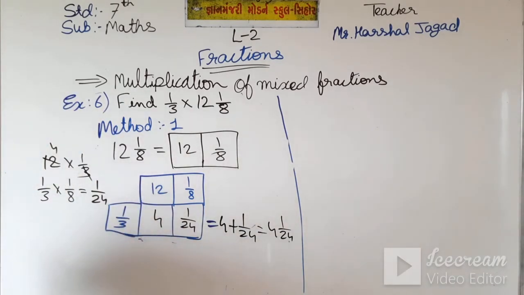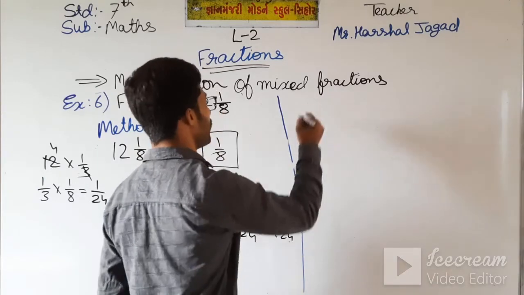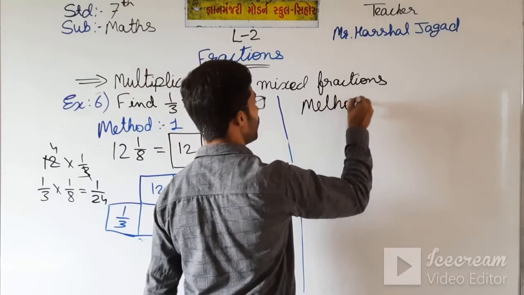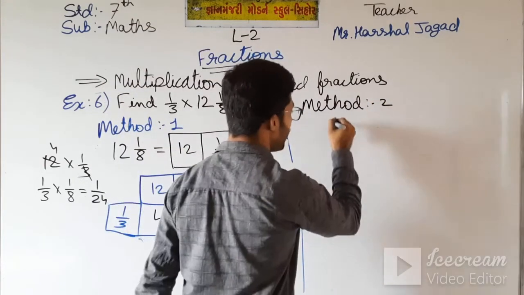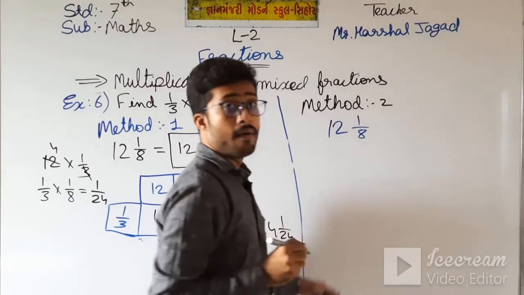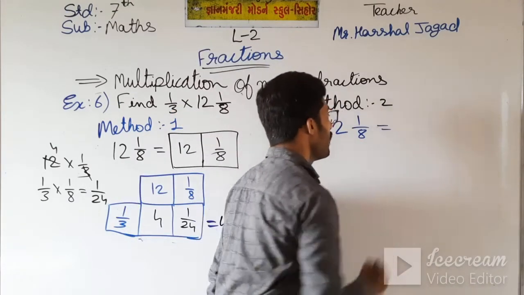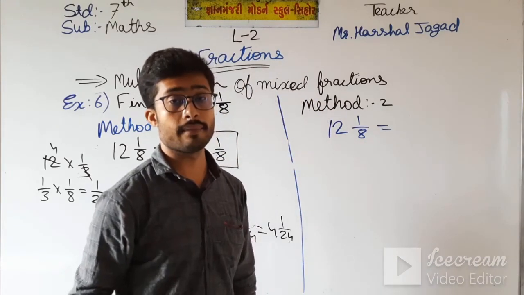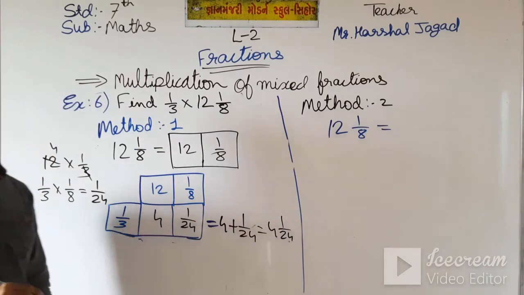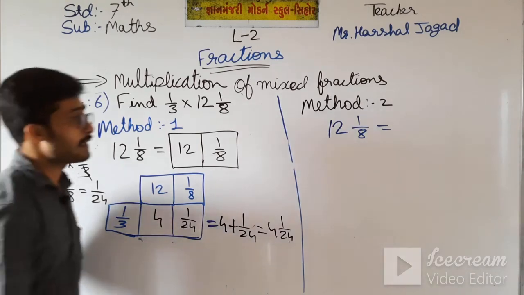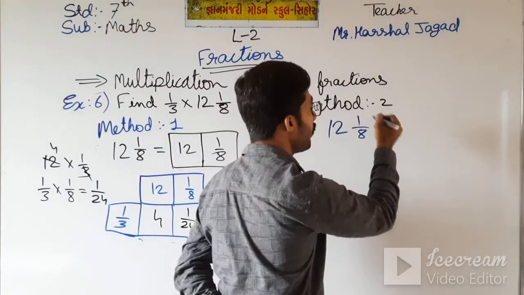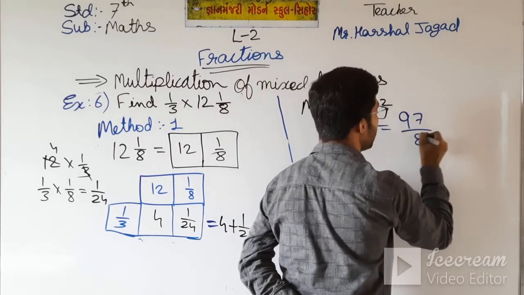Now we will see the method number 2. Method number 2, that we have to convert this first of all into the improper fraction. 12 8s are, anybody know students? 12 8s are, calculate by yourself first of all students. Twelve 8s are 96. 96 plus 1, that is 97 by 8.